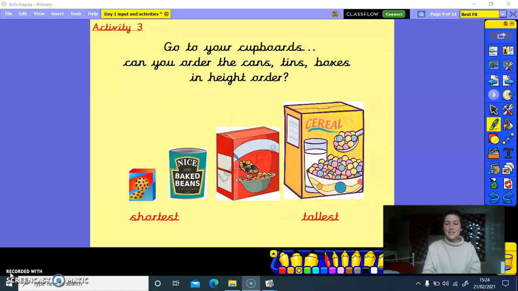Okie dokie, and last time I'm going to ask you to run around your house is for activity 3. Go to your cupboards or your drawers, wherever you keep your boxes, cans and tins, and I wonder if you can order them in height order. So I have done shortest to tallest, so you can see the box and the tins get taller as they go. Can you have a go at doing that? Take some pictures. Once you have done that, there is one more thing for us to do all together on the video. Enjoy, we cannot wait to see.